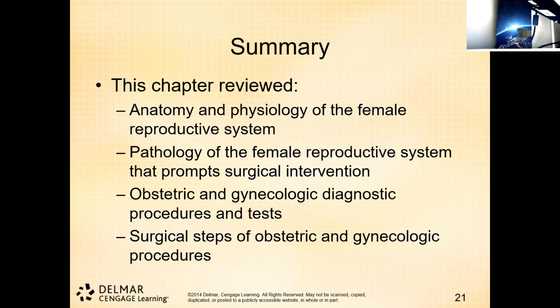The anatomical and physiological of the female reproductive system. We talk about pathology of the female reproductive system, obstetric and gynecologic diagnostic procedures and tests. We talk about some of the surgical steps of OBGYN procedures. There's a lot of information in here for you to record, but one of the few things I want to leave for you is, in as much as this was a little bit long, what I want you to pay attention to in this chapter is knowing the anatomical structure. Okay, we're talking about the female reproductive system. What are we talking about?